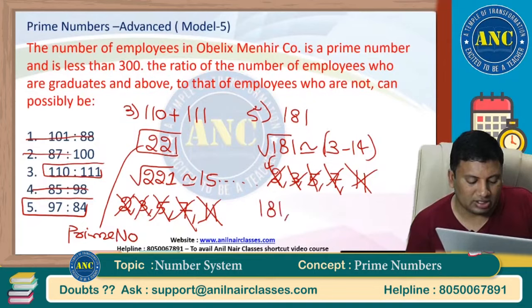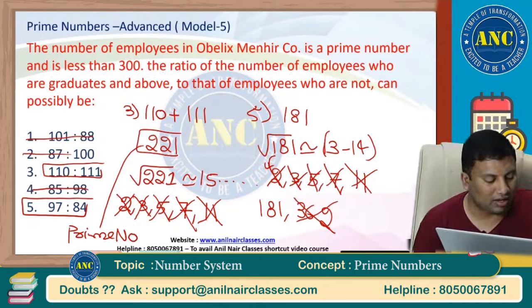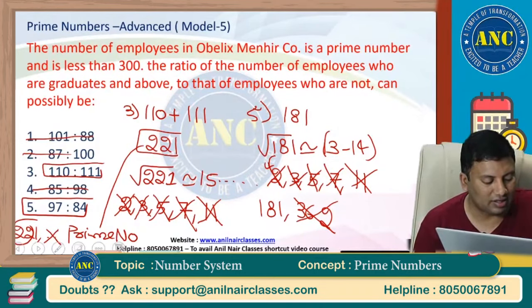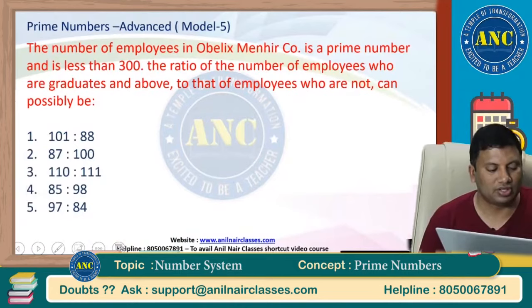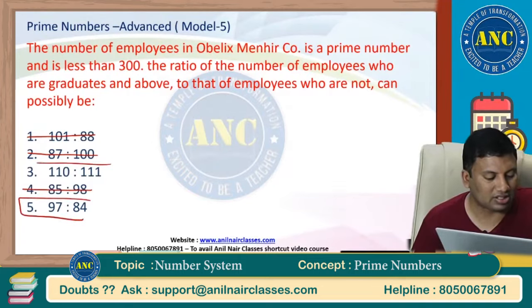The next number is 362. The number of employees should be less than 300. 110 plus 111 is 221. The next number is 442, which is also greater. So we are getting two answer options. 189 is not a prime number. 187 is not a prime number. 85 plus 98 is not a prime. 183 is not a prime number. So we are stuck with these two.